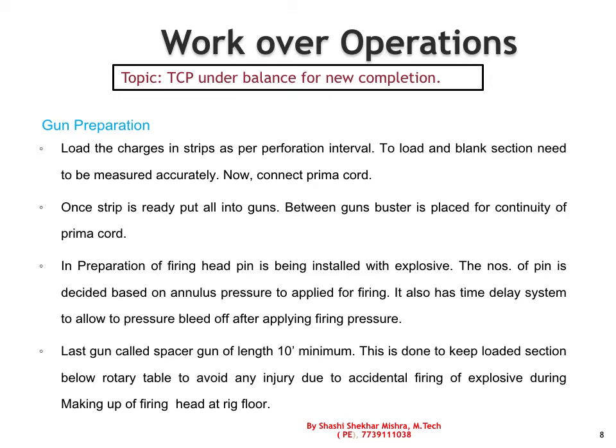Based on the loaded and blank sections to be perforated in the formation, the gun schematic is prepared, and accordingly we load the charges in the strip, and then the primer cord is connected with the strip. Once the strip is ready, we put it into the hollow carrier, that is called the gun, and between guns boosters are placed for the continuity of the primer cord or explosive charge between the guns.